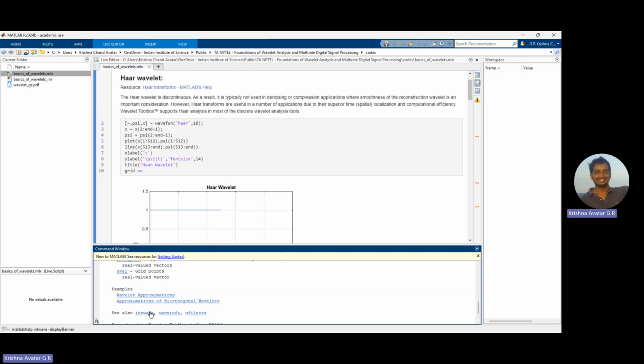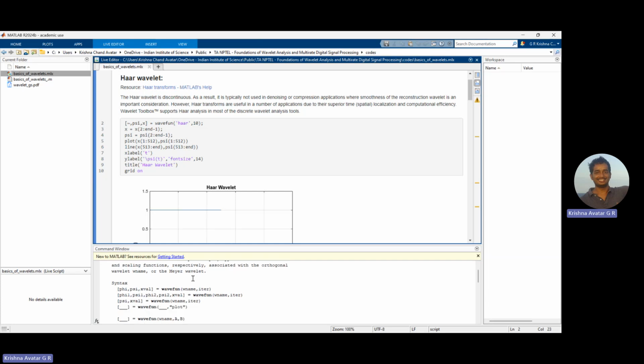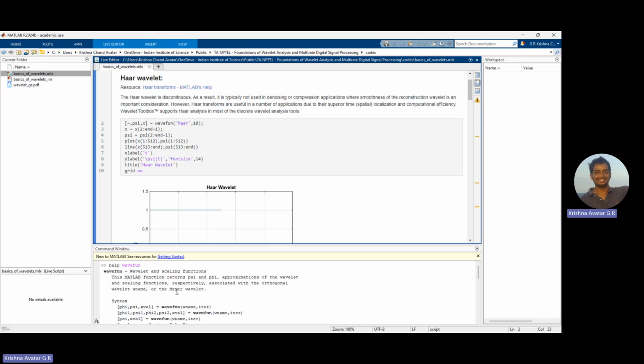X is the grid points, and which are right. So that's what it is. So what we did here is we gave wavefun the name of the wavelet as Haar, and asked it to do some iterations till n equals 10, and for the outputs, as we do not want the scaling function, we only wanted the wavelet function and also the list of points.